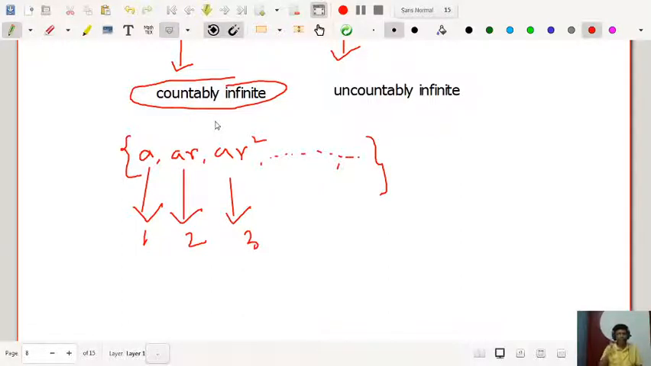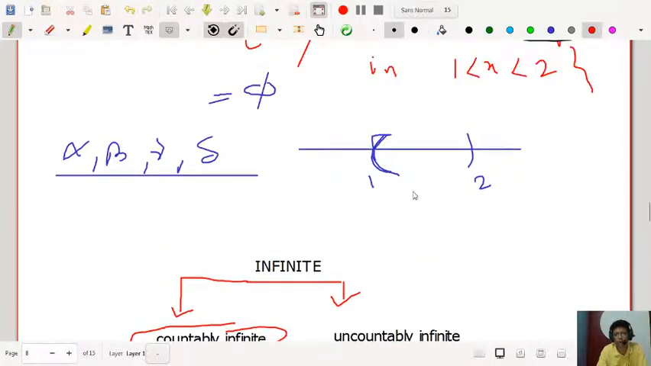That makes sense? Yes, it makes sense. So what about uncountably infinite then? Oh, I have no idea. Any interval. Just talk about the interval 1 to 2. This is uncountable.